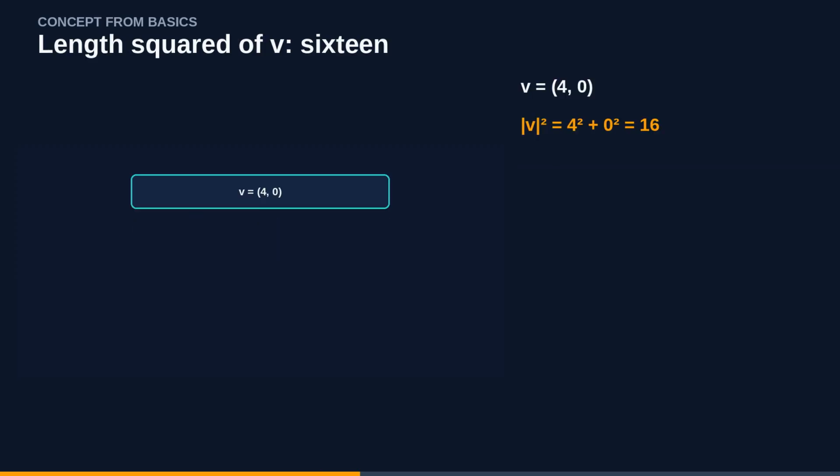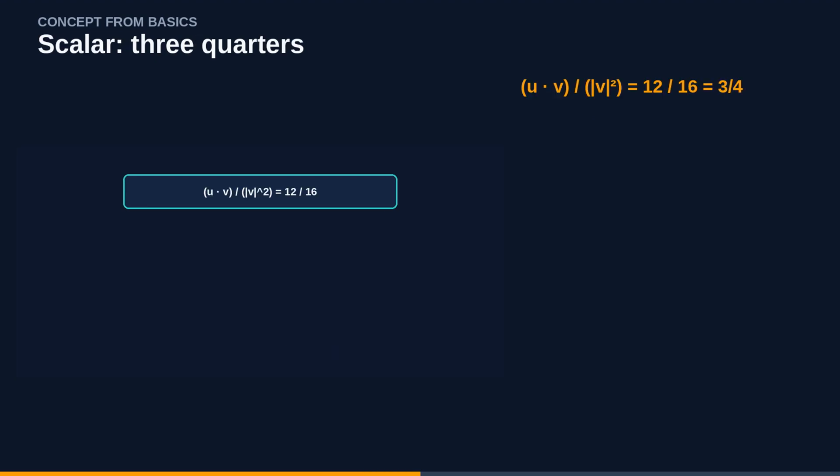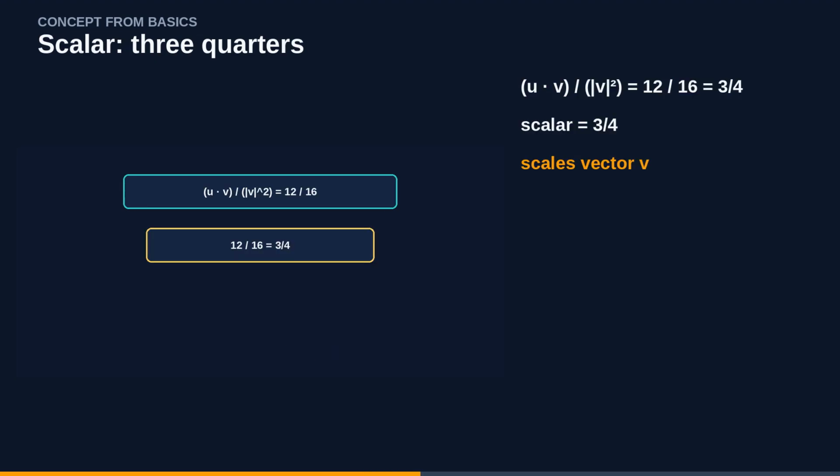Denominator next. The length of V squared is 4 squared plus 0 squared. That is 16 plus 0, which is 16. Keep the square. Do not replace it with the length 4 yet. The projection formula wants length squared in the denominator. Form the scalar. 12 over 16 simplifies to 3/4. That one number is not yet the foot. It is the multiplier that will scale the whole vector V.